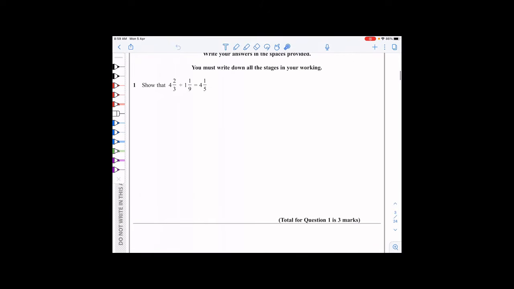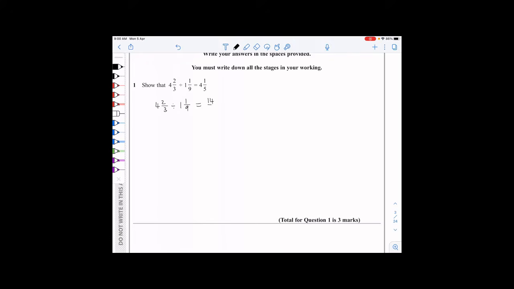So question 1, we're being asked to show that 4 2/3 minus 1 and the 9th divided by 1 and the 9th is 4 and the 5th. So we need to avoid using a calculator here. So we have 4 2/3 divided by 1 and the 9th. We're gonna turn this into improper fractions.